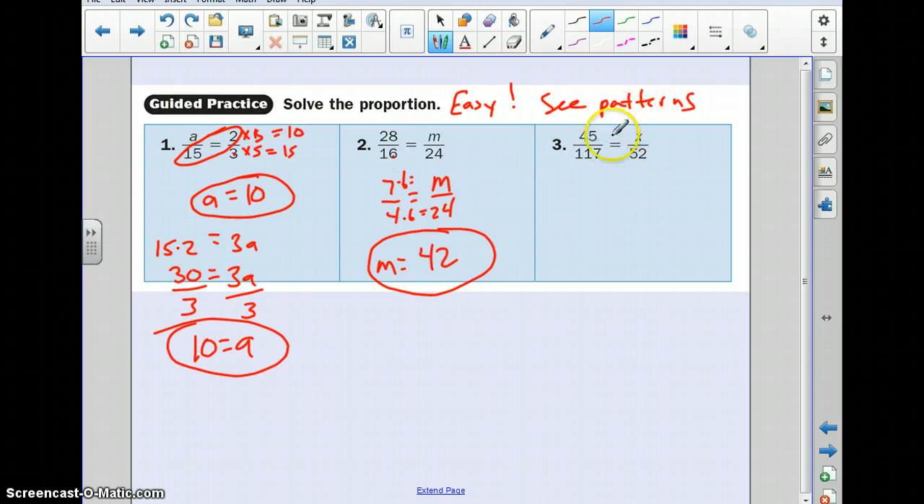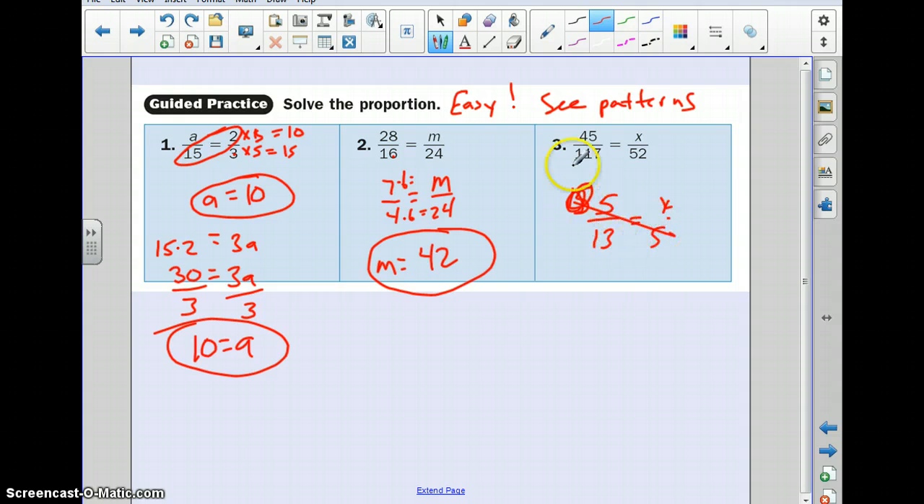Over here, major problems. I don't see any patterns here at all, but I can reduce this. I can reduce these by 9, because 4 plus 5 is 9, so I know that's divisible by 9. 1 plus 1 plus 7 is 9, so I know that's divisible by 9. When I do that, I end up with 15. Well, not even 15. I can go even further down. 5 over 13 equals x over 52.